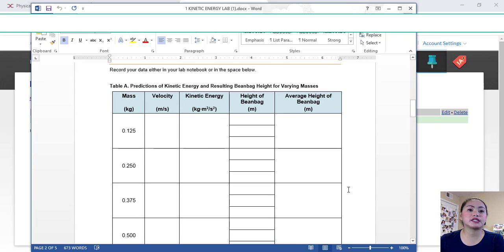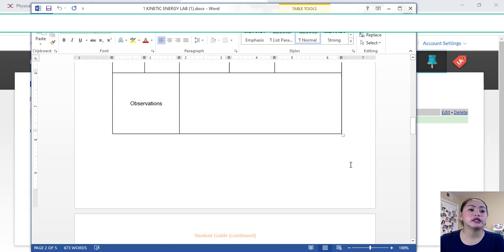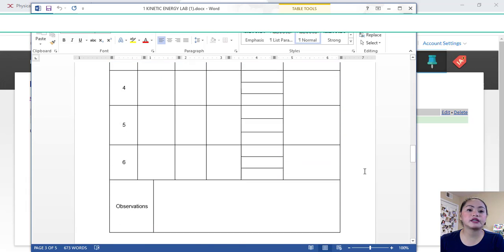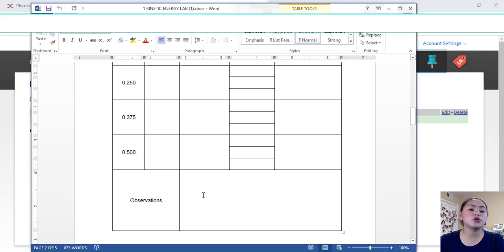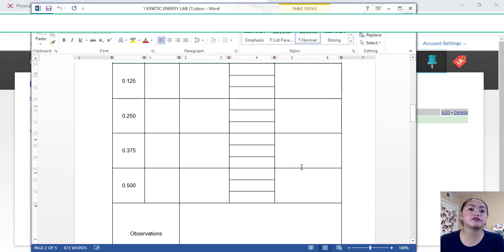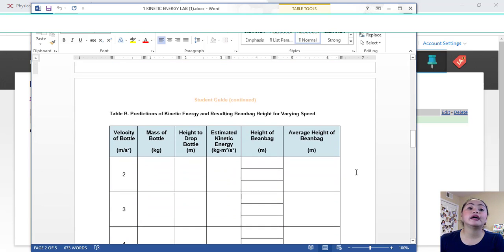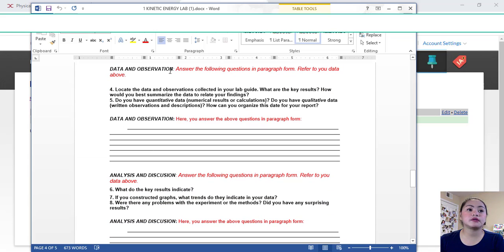Here we have our data table, table A. I'm going to explain this part only, and table B, only the first part, but not everything, just an example. And by the way, guys, for this observation, you are going to make an observation from here. Later, I'm going to explain which question you are going to answer to complete the observations. And then the same thing for data and observation.